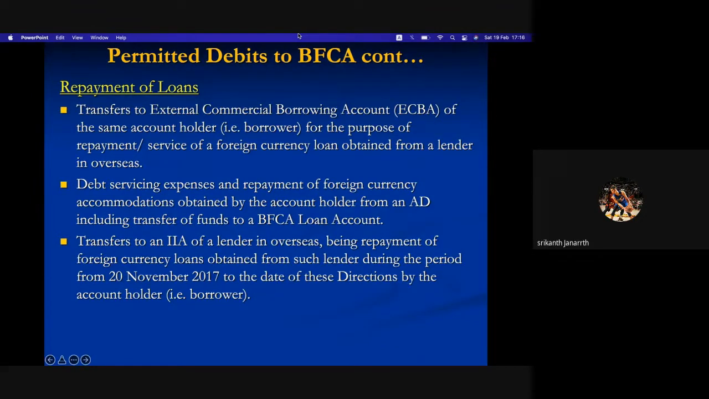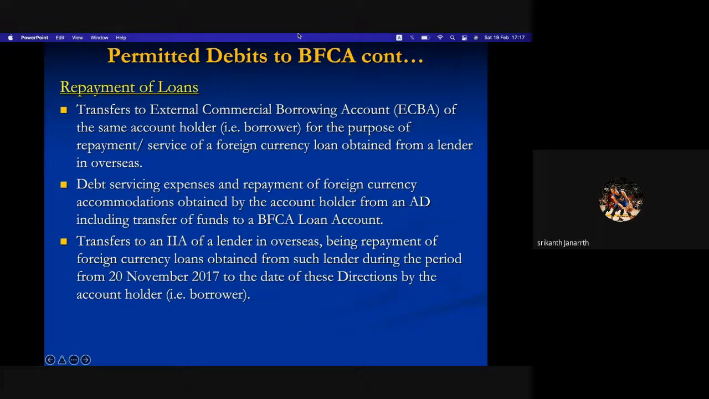Repayment of loans, yes. Transfer from external, I don't know whether I taught you ECB. The external commercial borrowing account is something where the local company can borrow from a foreign lender. So if this particular BFC holder has borrowed some funds from an overseas lender, the overseas lender is generally reluctant to open an IIA. But actually, lending to a Sri Lankan company is also considered an investment, right? So remember, if a foreign investor is looking to lend into Sri Lanka, he has to come through IIA.